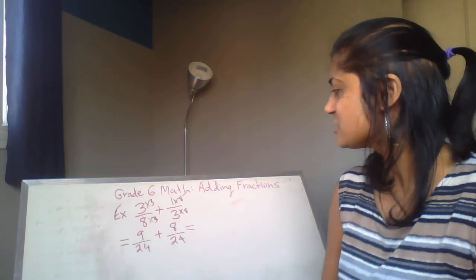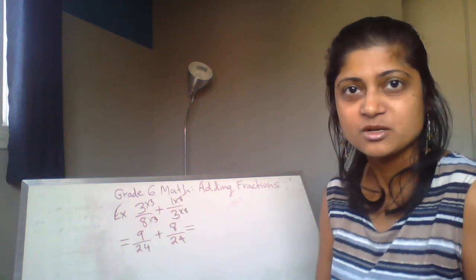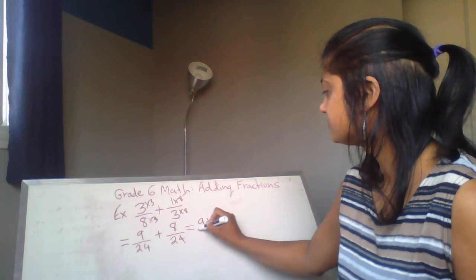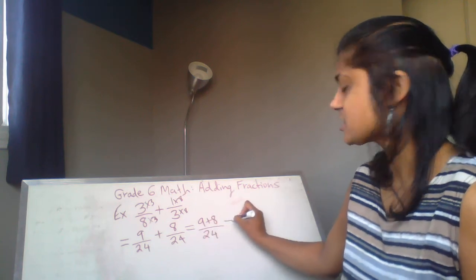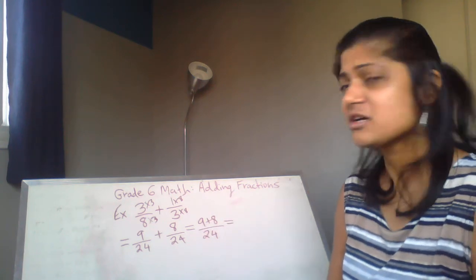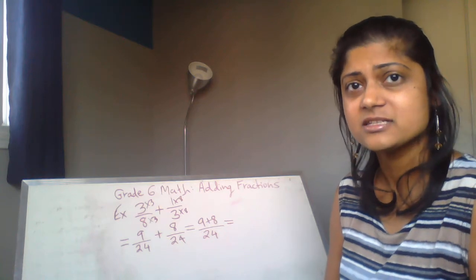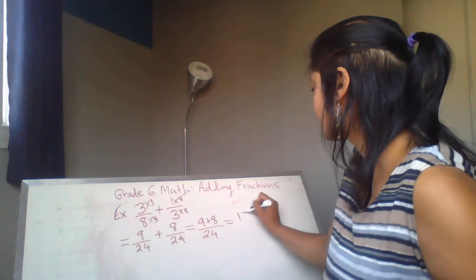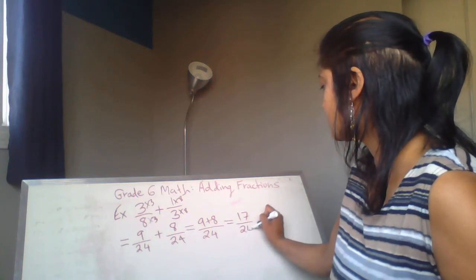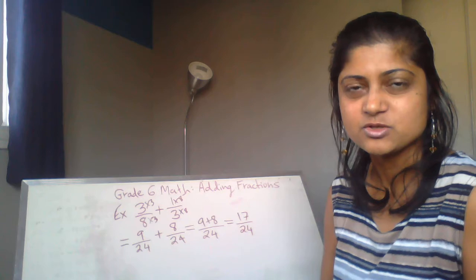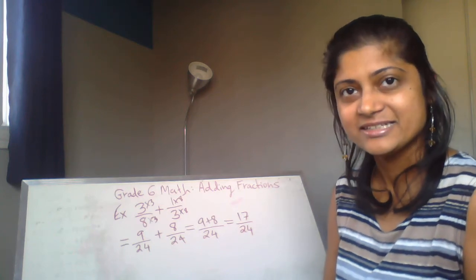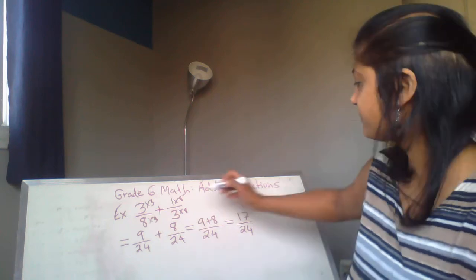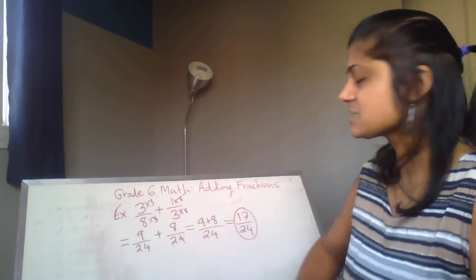All right, so now I notice basically the bottom denominators are 24. So I can add the numerators together. So just like this, okay? So on the top I have 9 plus 8 and the denominator is 24, okay? And when you add that together, it's going to be 17. On the top, I'm just doing 9 plus 8, which is 17. Okay, and you notice that the denominator stays the same throughout, which is 24. And this is my final answer.